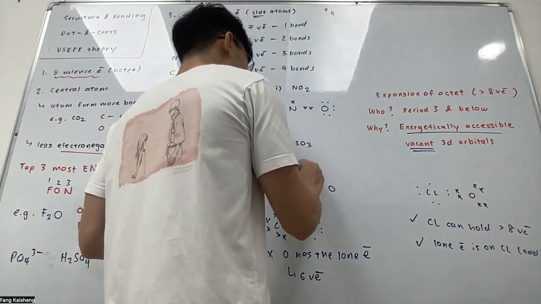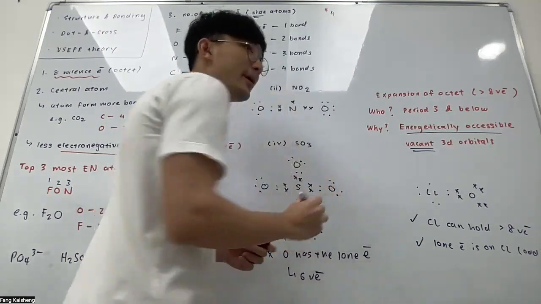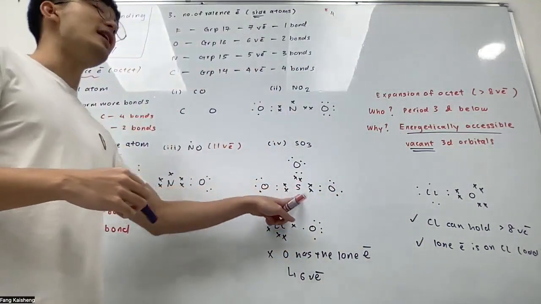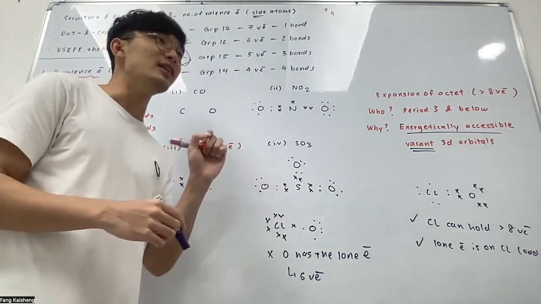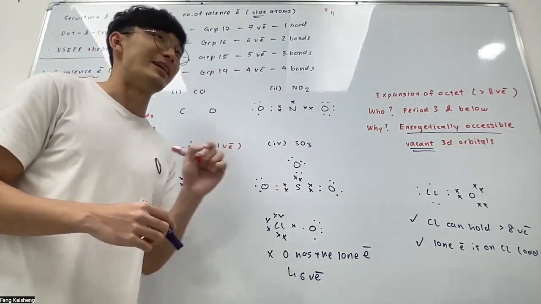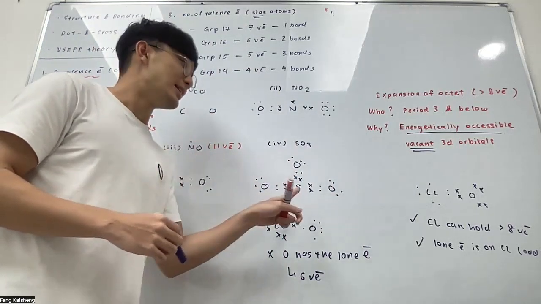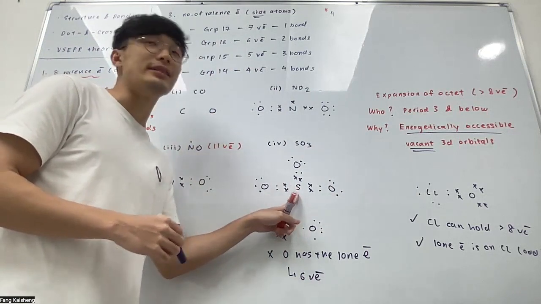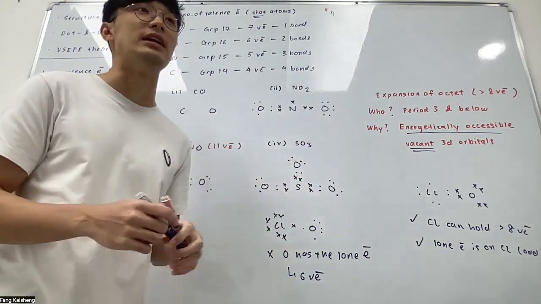Now, do we need to change anything here? Do we need to fill up the central atom? The sulfur has 6 valence, and all the 6 valence has been drawn. Agree? Are we done here? Yes, we are done. We do not need to change this to dative bonding. Why? Sulfur has more than 8 electrons, and it can hold more than 8 electrons.